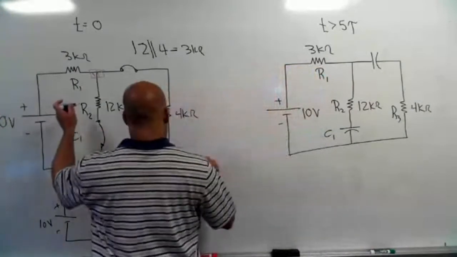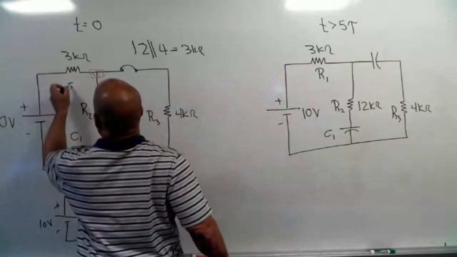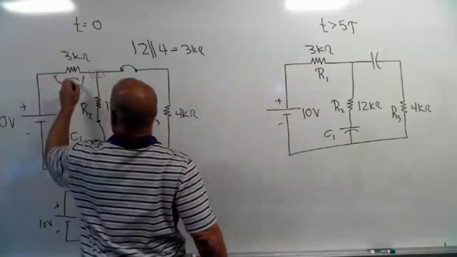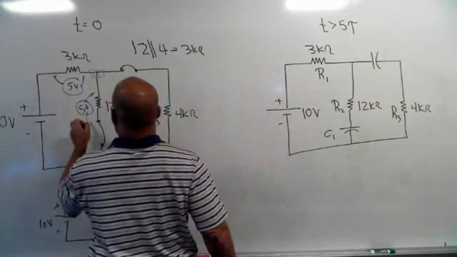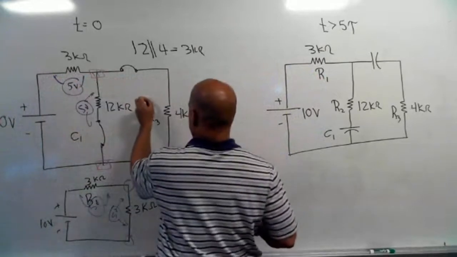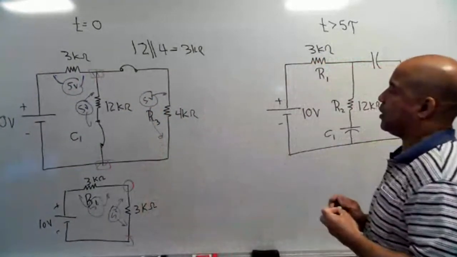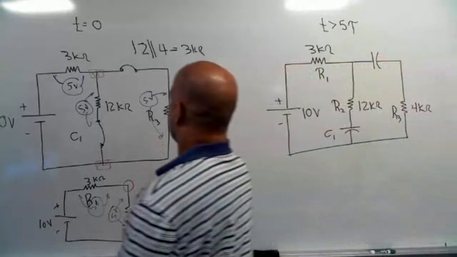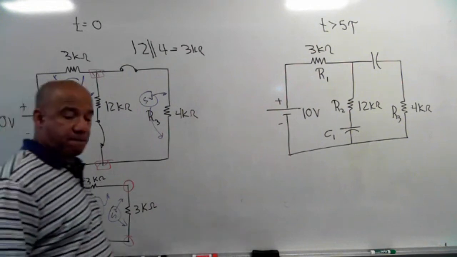That's what they wanted, voltages. So I'm going to erase these. This has 5 volts. This has 5 volts. And this has 5 volts. So that's what I want to know: what is the value of the voltage across each resistor at t equals 0? At t equals 0, the capacitors are short circuits, and this is what I would see at t equals 0: 5 volts across each resistor.